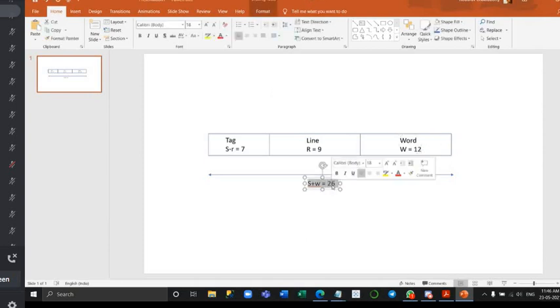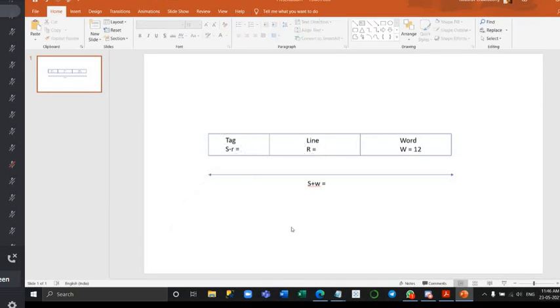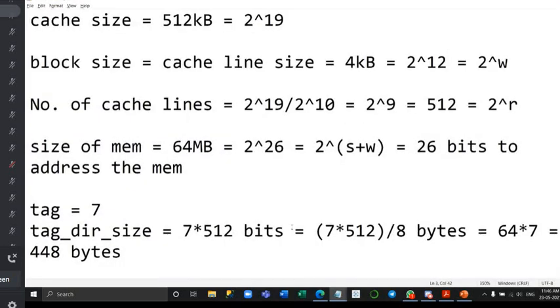I don't know my value of S plus W as of now. I don't know the value of R. I don't know the value of S minus R. I only know W as of now.